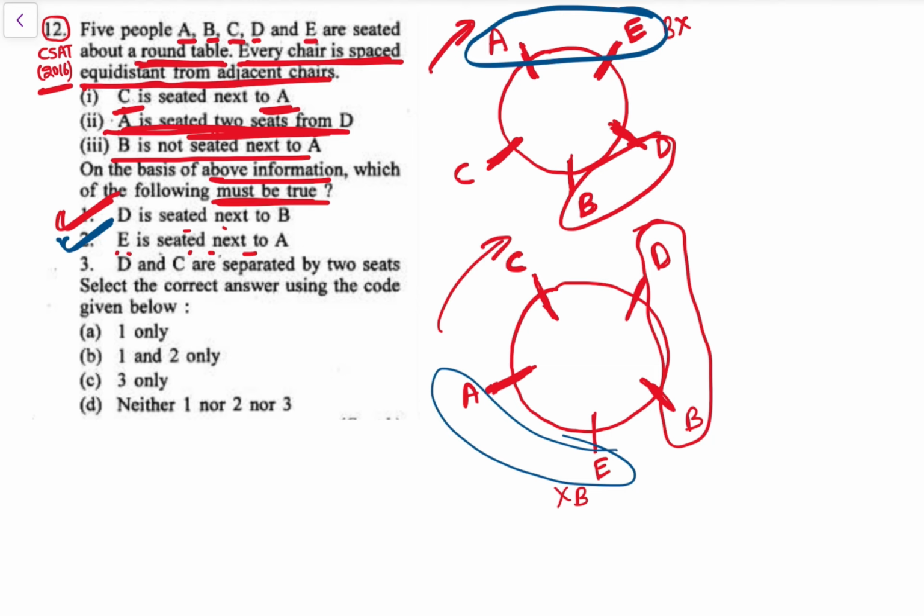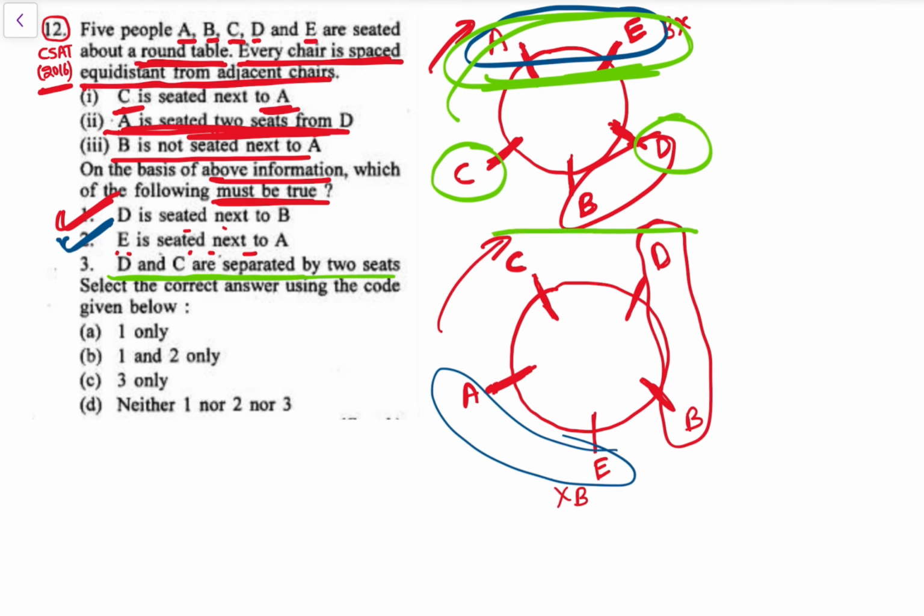Then option 3: D and C are separated by 2 seats. If we see here, yes, they are separated by 2 seats. But if we see here, D and C are not separated by 2 seats; they are side by side. So this cannot be definitely correct. That's why in seating arrangements you need to go for all possibilities.